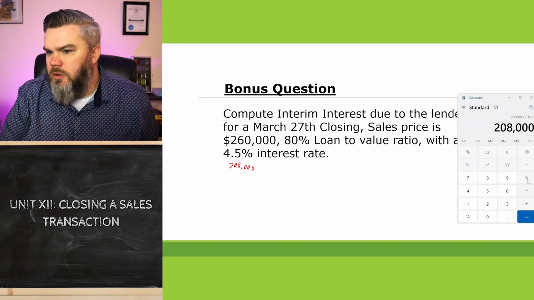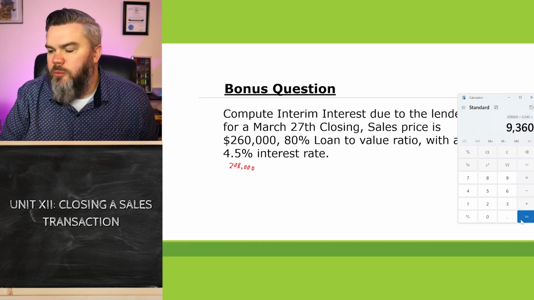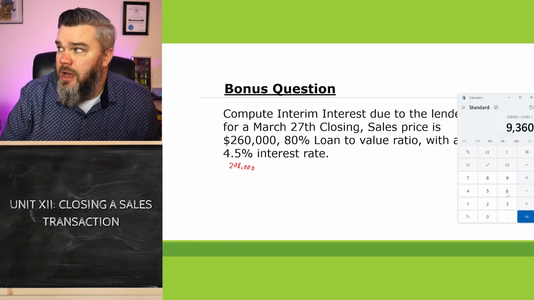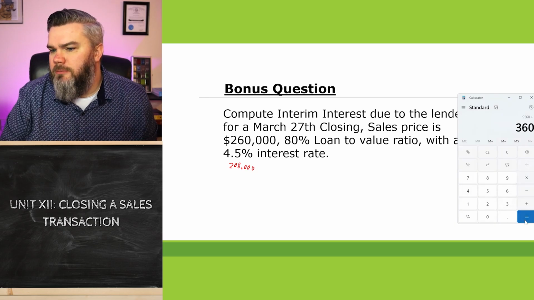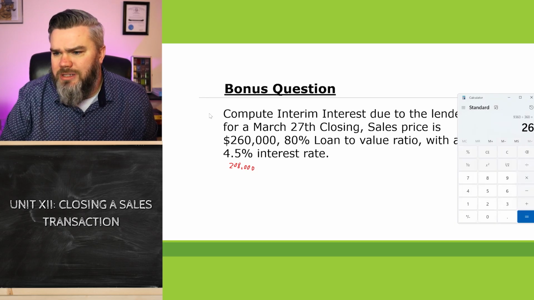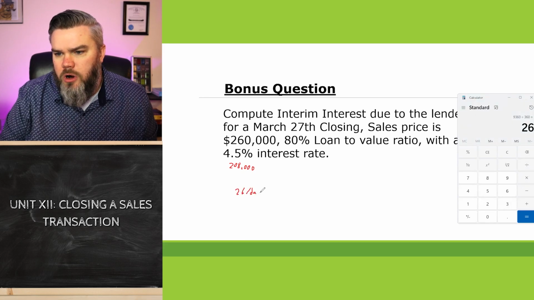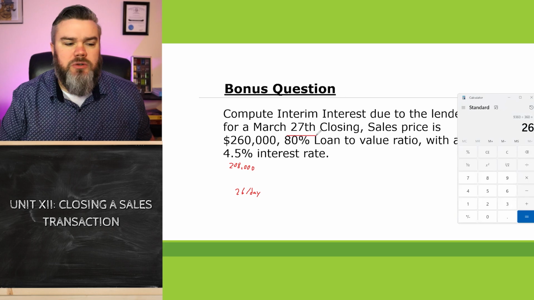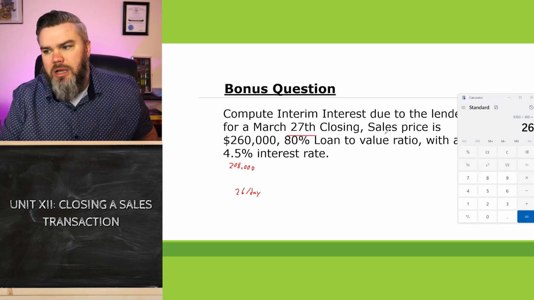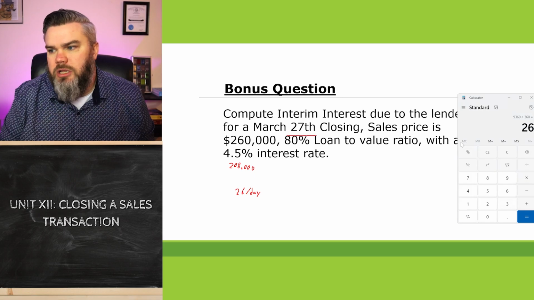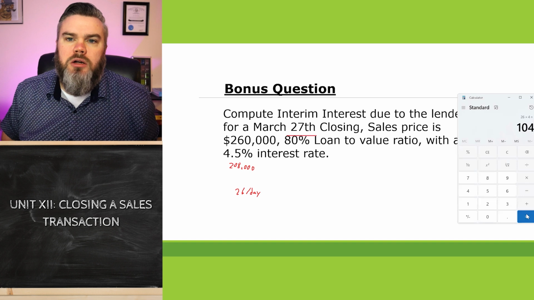Then you take your loan amount and multiply it by your annual interest rate of 4.5% to give you annual interest of $9,360. Divided by 360 would be $26 a day. And you are closing on March 27th, so you're going to be charged interest for the 27th, 28th, 29th, and the 30th. 4 days. So 4 days times your $26 a day, $104 buyer debit.